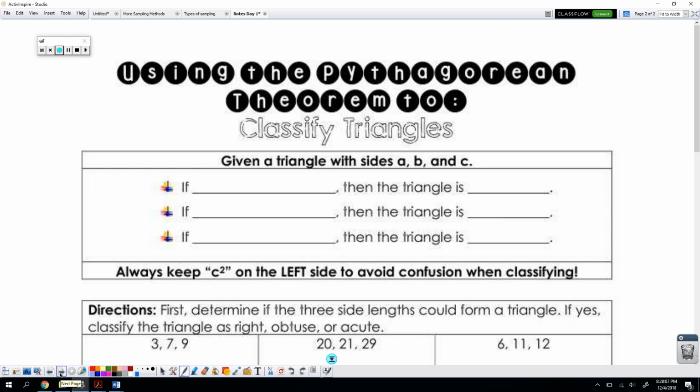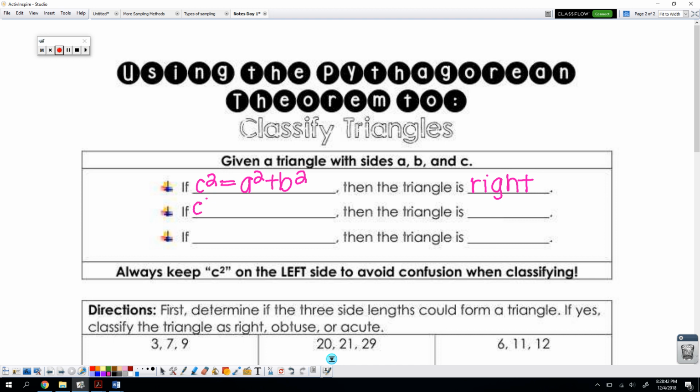So we're going to move on to classifying triangles. You can actually use the Pythagorean theorem to classify triangles. Before, we talked about whether they even existed, but now we're going to talk about what kind they are. So if C squared is equal to A squared plus B squared, if they're equal, like we were just doing, then the triangle is a right triangle. Okay, so if it's equal, we get a right triangle.